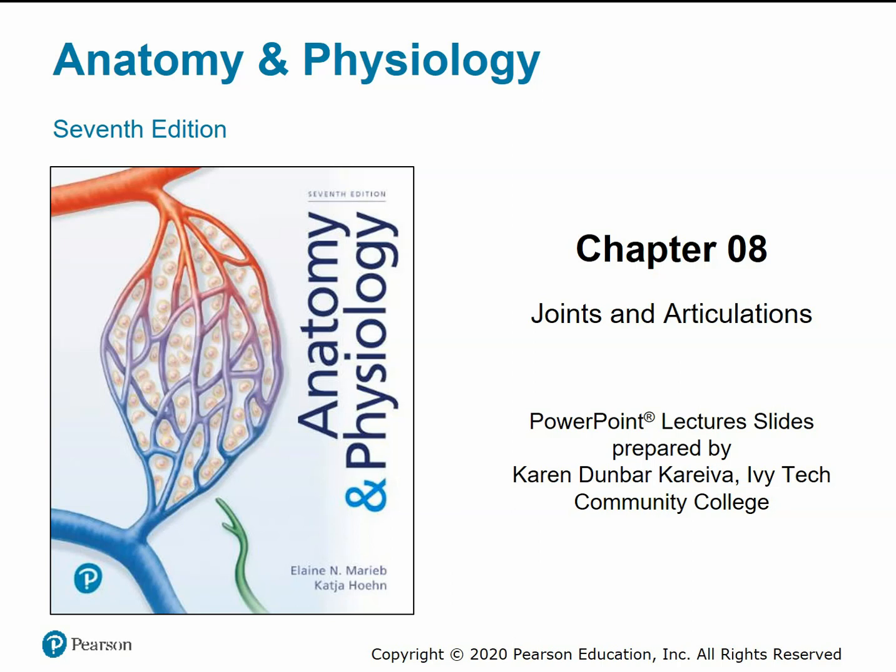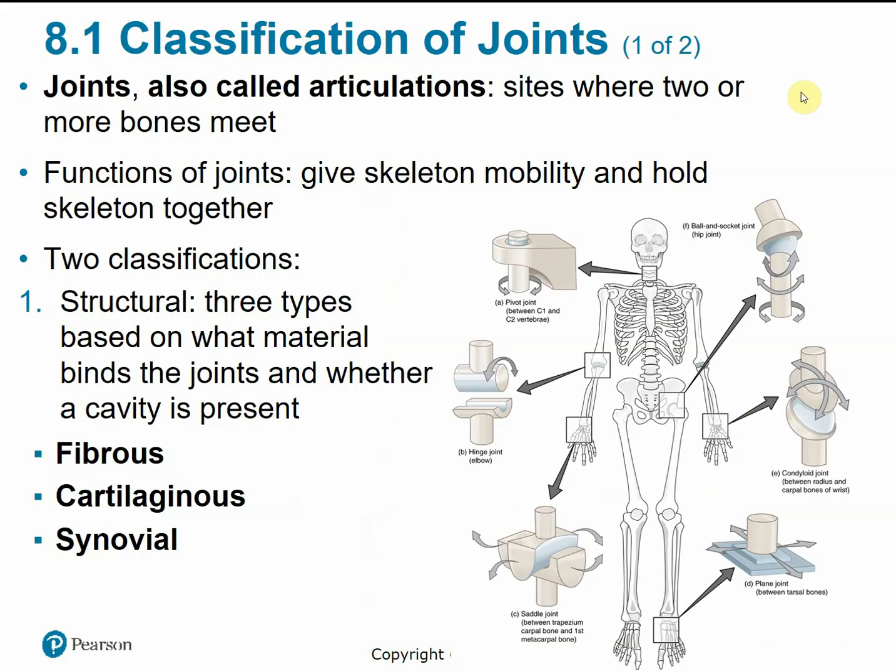This is Chapter 8 on joints and articulations. Joints, also known as articulations, are where two or more bones meet. So our joints allow our skeleton to have some mobility, allow us to move, as well as help to hold the skeleton together. So these joints or articulations are going to physically attach the bones to one another.